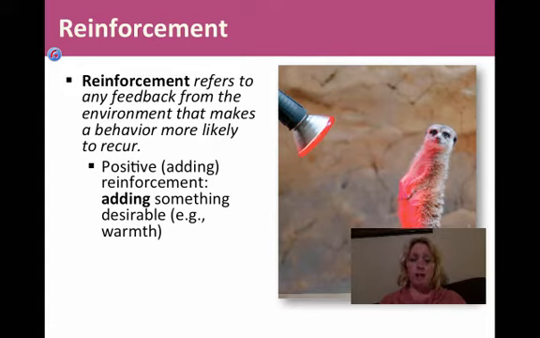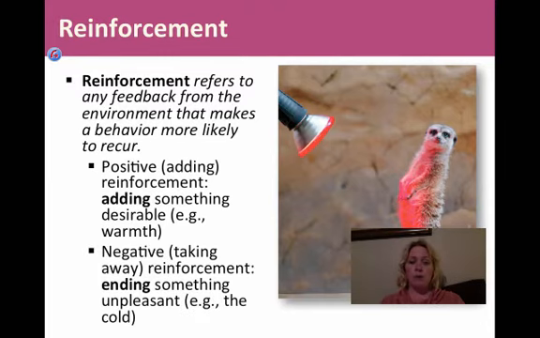The first one is positive reinforcement. This means that you are adding something desirable to get somebody to increase their behavior. The key thing you really have to remember with positive and negative reinforcement is that we're not necessarily talking about good and bad. You have to wipe positive good, negative bad from your mind and go to more of a mathematical reference. Positive meaning adding. So with positive reinforcement, we are adding something desirable. With negative reinforcement, we are taking away, we are ending something unpleasant.